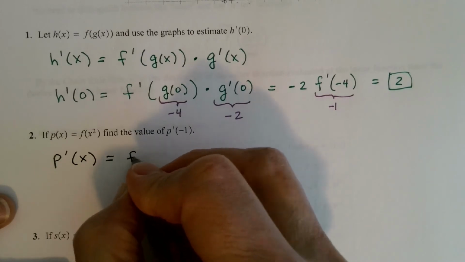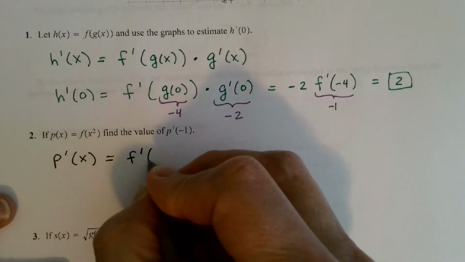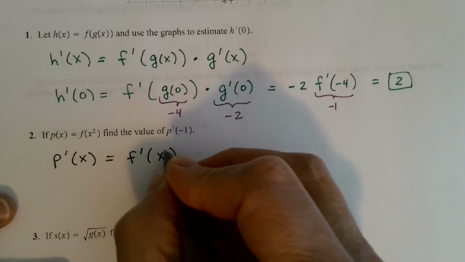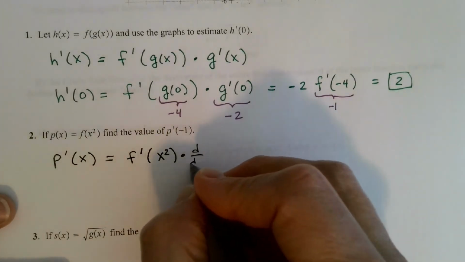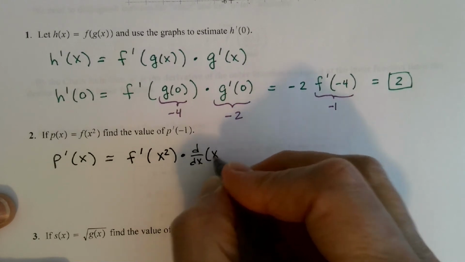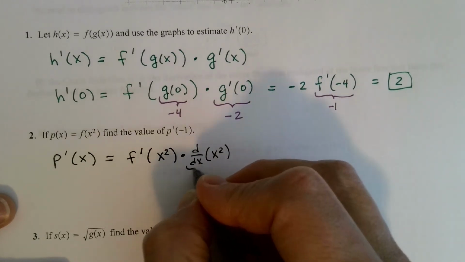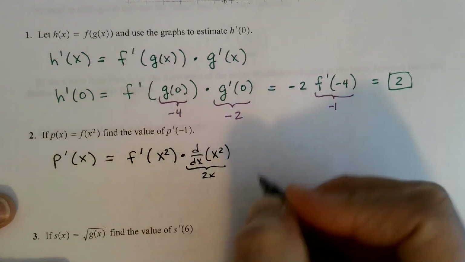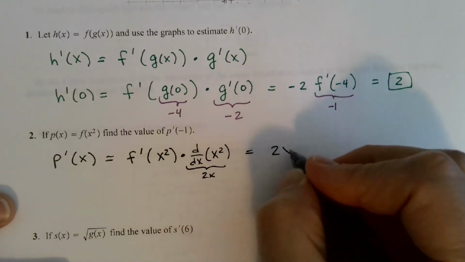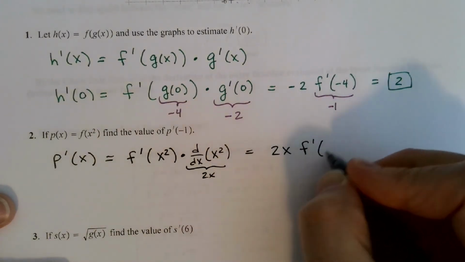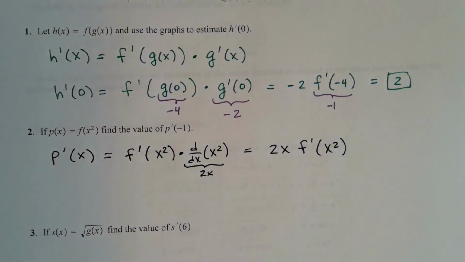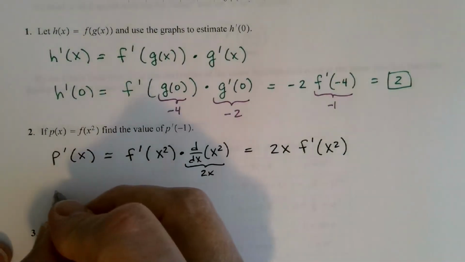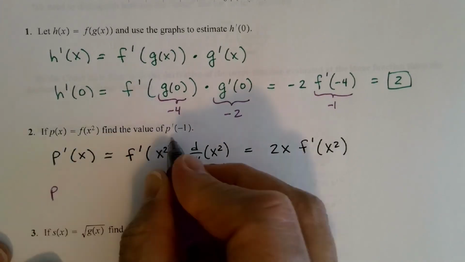So what's the rule for the chain rule? Derivative of the outer function, f prime, evaluated at what? The inner function, times the derivative of the inner function. Right? And what is the derivative with respect to x of x squared? It's 2x. So my answer is 2x f prime of x squared. That's my derivative. Okay. So now I can evaluate it, right, at what? Negative 1.